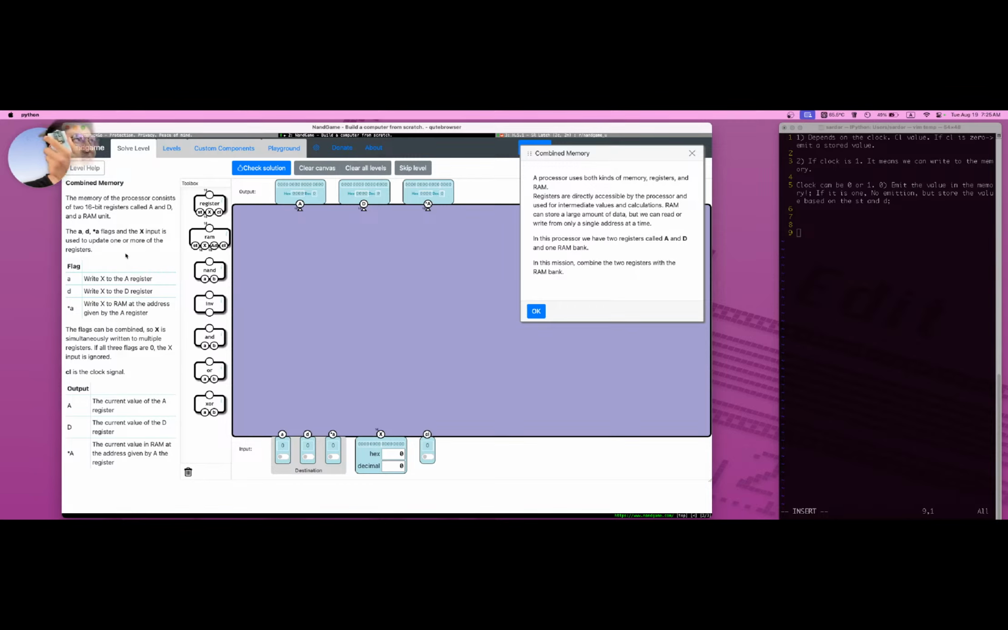It says that we have a RAM inside of this chip, and we also have registers which are outside of the RAM, which work independently from the RAM.